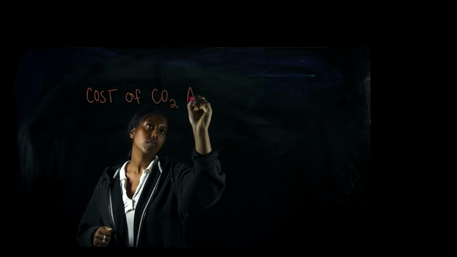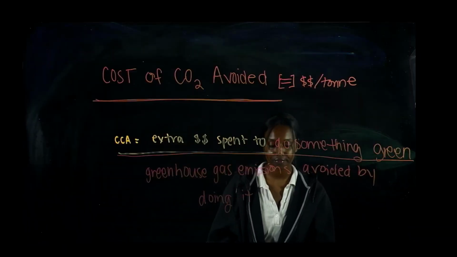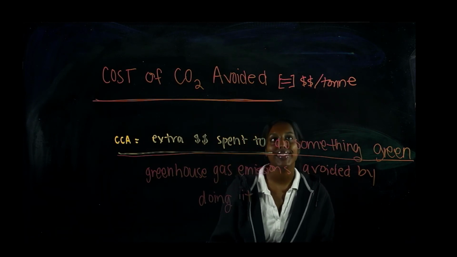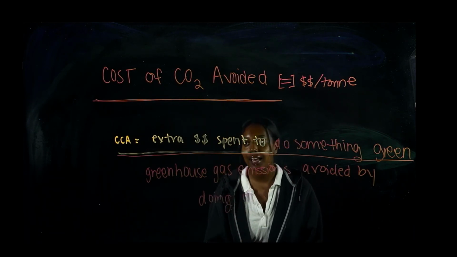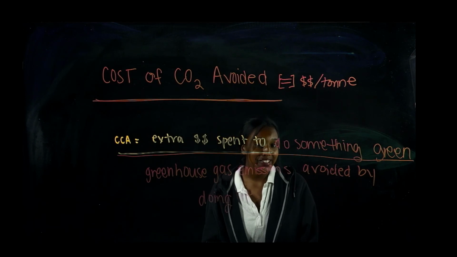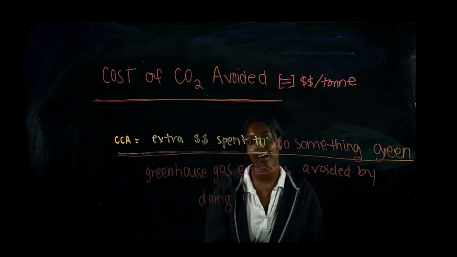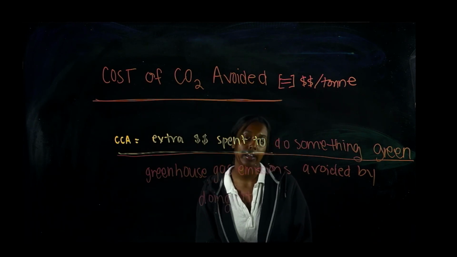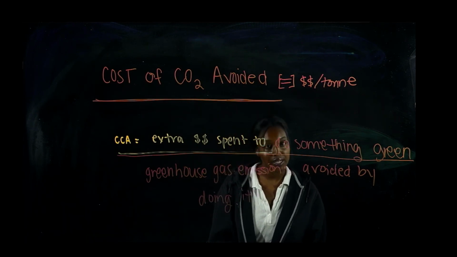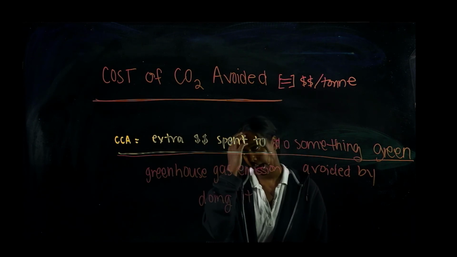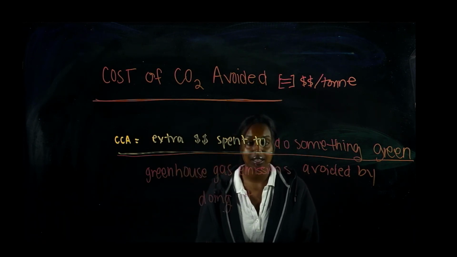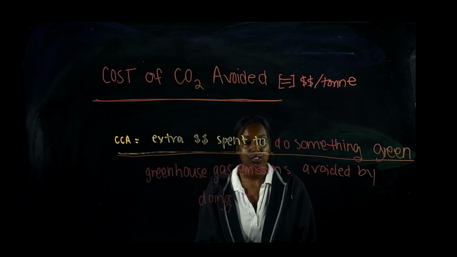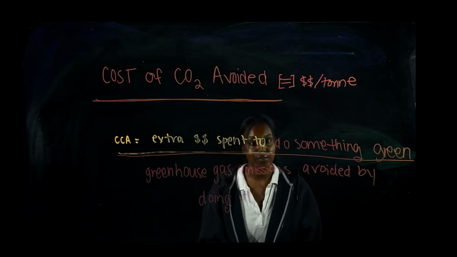So cost of CO2 avoided. Its units are dollars per ton, and it can be simply understood using this equation. We have the extra money one spends to do something more green divided by the greenhouse gas emissions avoided by doing that more green process. And again, this can be used to compare two processes and ultimately help you make a decision as to which process is better for our environment.